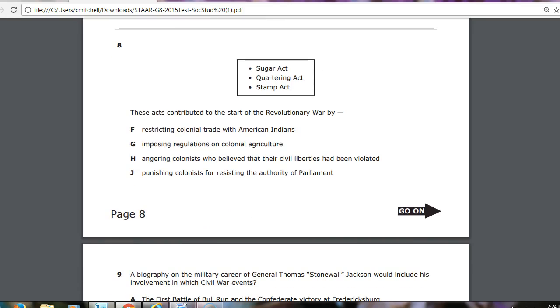Question number 8. Sugar Act, Quartering Act, Stamp Act. These acts contributed to the start of the Revolutionary War by F. Restricting colonial trade with American Indians, G. Imposing regulations on colonial agriculture, H. Angering colonists who believed that their civil liberties had been violated, J. Punishing colonists for resisting the authority of Parliament.